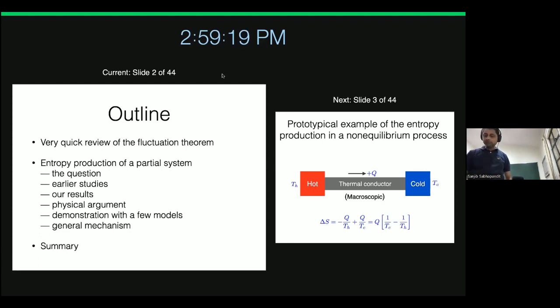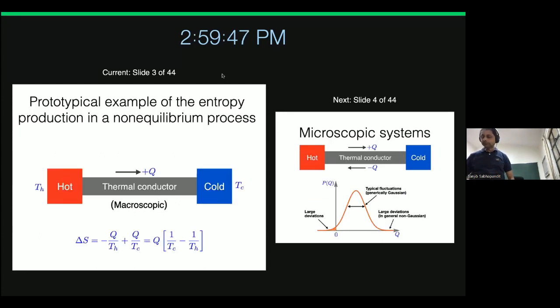So I'm going to pose this question, mention a few earlier studies, and then tell our results. Then I'm going to give a physical argument first for why what I'm going to say can probably be understood physically, and then demonstrate with a few models and give a general mathematical explanation for this kind of system. And then finally I'll summarize.